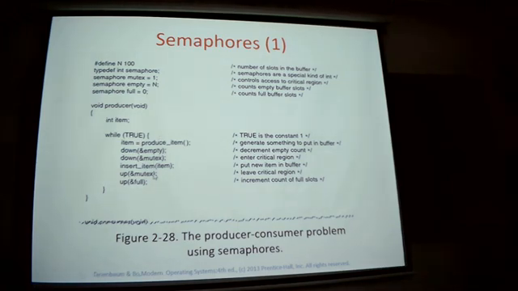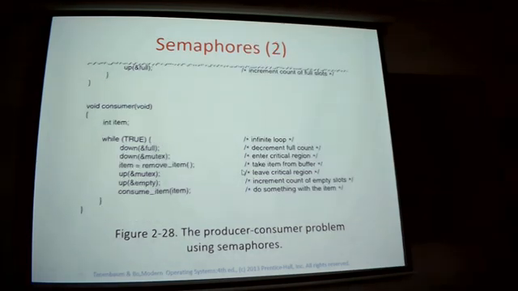Now we also know that the producer has inserted a new item into the buffer. So the value of variable full should increase by 1. We just use the up operation to increase the value of variable full, because full means the number of items now in the buffer. Okay. Next one, the program for the consumer.